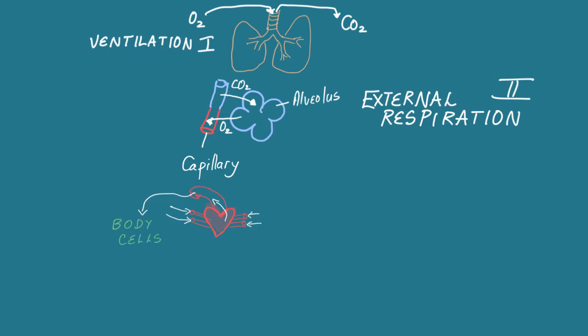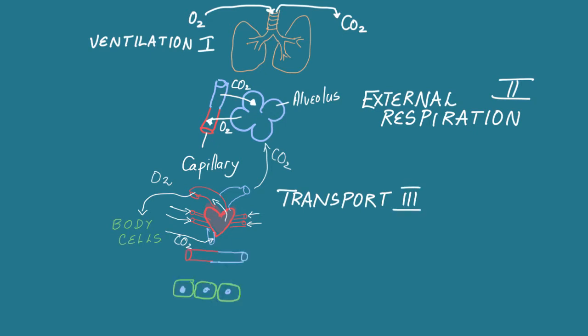In the body cells, carbon dioxide is formed, and so carbon dioxide is released from the body cells, and it can be transported back to the lungs, first via the veins, systemic veins that take it to the heart, and then the pulmonary trunk that takes it to the alveolus. We call this stage transport. Oxygen is using systemic arteries to transport itself to the body cells, and carbon dioxide is using the systemic veins.